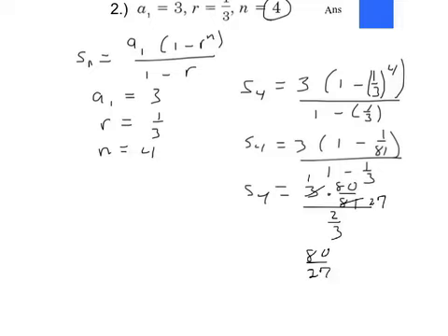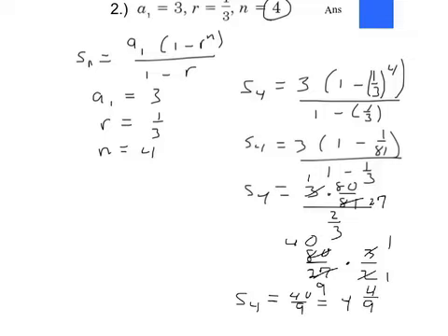When you're dividing by 2 over 3, that's the same as multiplying by 3 halves. Now 2 goes into there once, 2 goes into here 40. 3 goes into here once, 3 goes into there 9 times, and I'm left with S sub 4, the sum of the first 4 numbers in the series, is going to be 40 over 9, which is equal to 4 4/9. Okay, so let's go see if we got that correct.